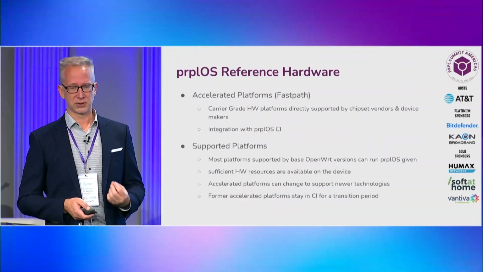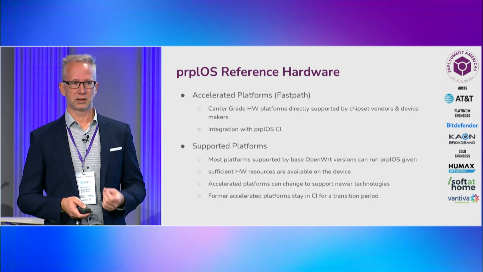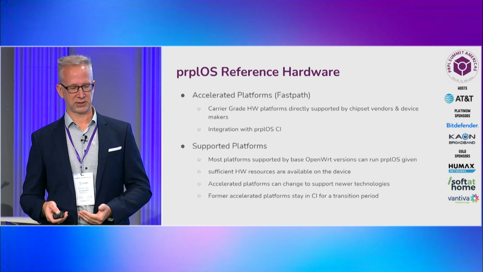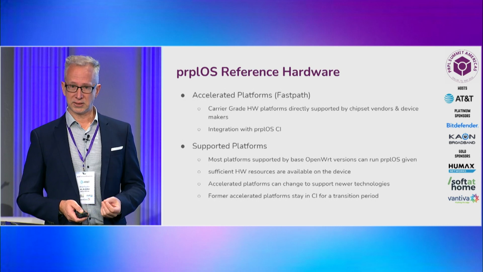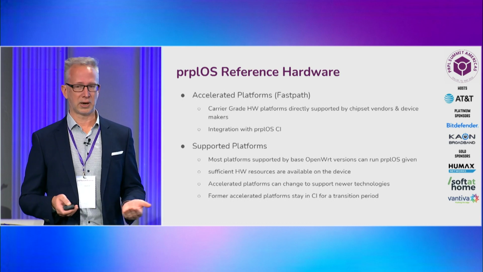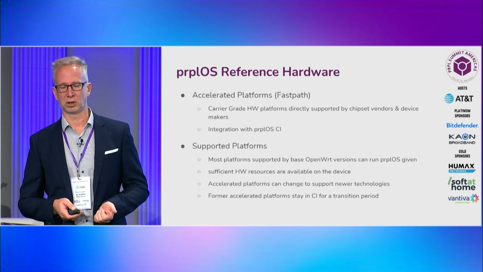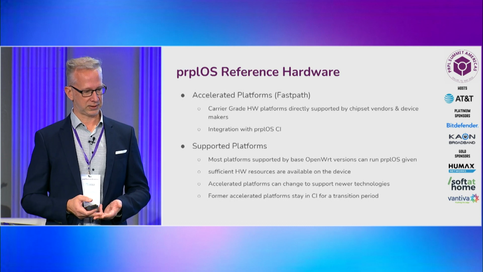But of course, we have lots of more supported platforms. So technically, every device that can run OpenWRT can run prplOS because of its foundation. You need sufficient hardware resources. I mean, we are running a complete TR181 stack on the device, a lot of services, so we need some CPU power, flash, RAM, and etc.